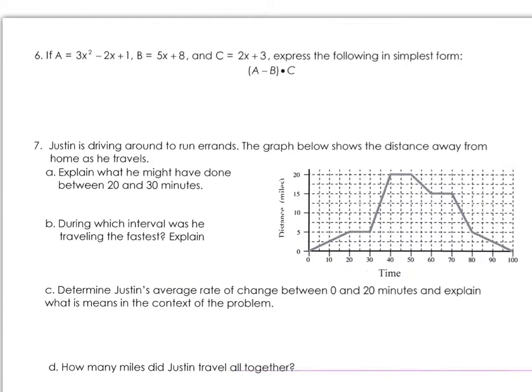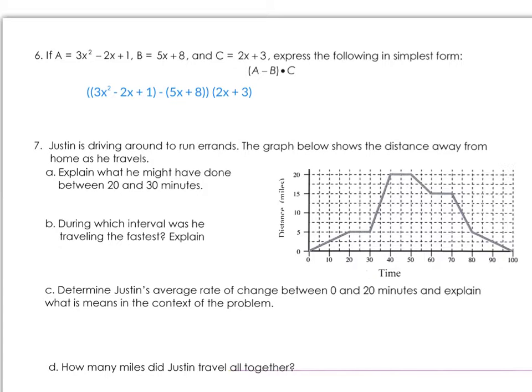Okay, number 6 here says that if a equals 3x squared minus 2x plus 1, b equals 5x plus 8, and c equals 2x plus 3, express the following in simplest form. So I'm going to start by filling in a, b, and c in place of everything that's in there. Okay, so I started by substituting everything in.